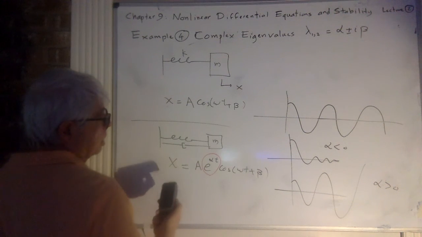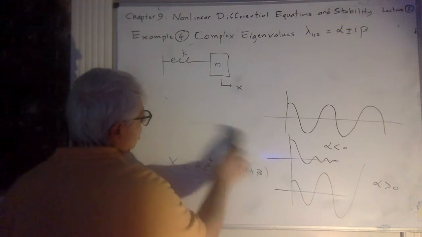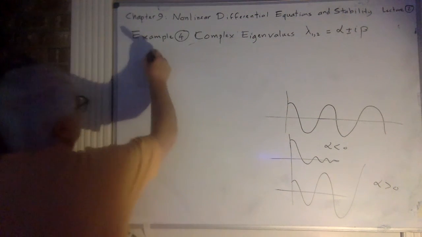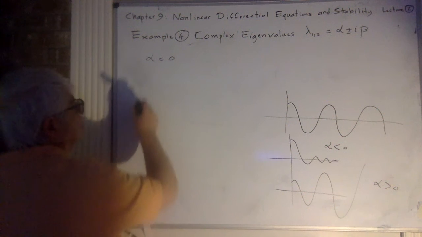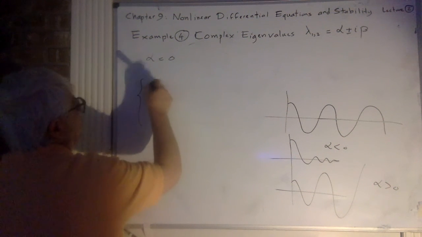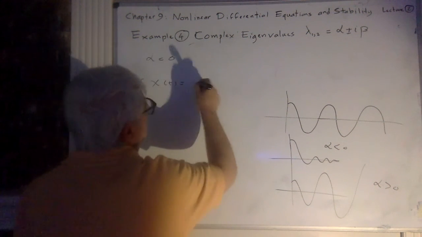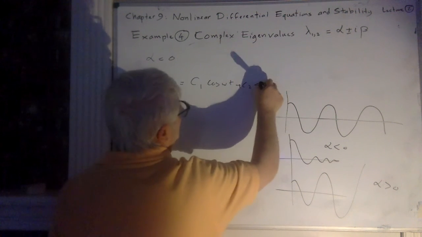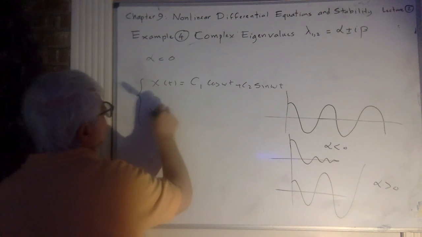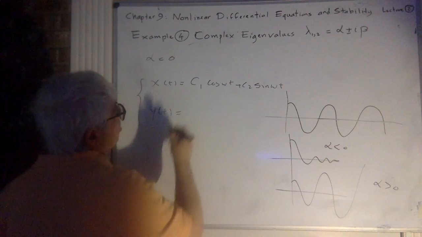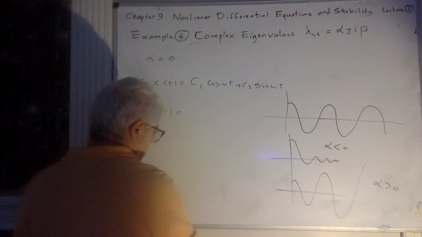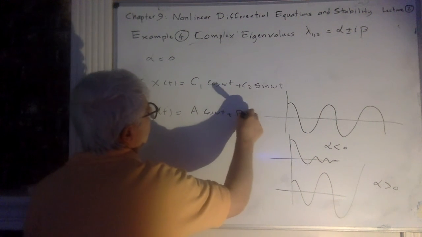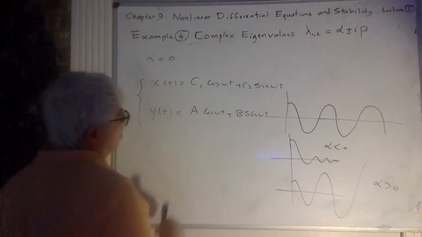If this happens, then both x and y are functions of both sine and cosine. So if I have alpha 0, that is one case, then I have x as a function of time. It's like some c1 cosine omega t plus some c2 sine omega t. And the other one is also something like this. So it might be, let's say, A cosine omega t plus B sine omega t, something like that. The A and C are different.